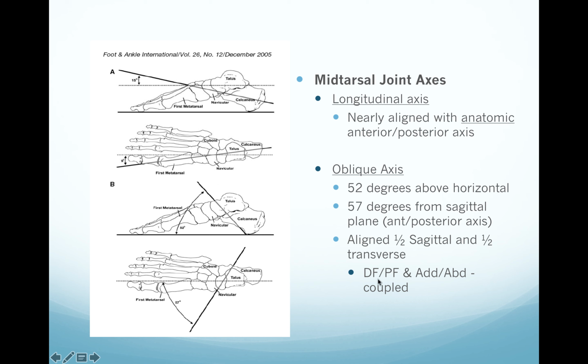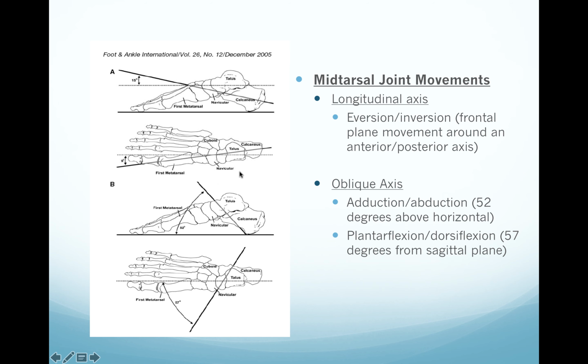So another way of saying this is that dorsiflexion and plantar flexion and adduction and abduction around the midtarsal joint are coupled. Just to reiterate, so here's the longitudinal axis, which is nearly aligned with an anterior-posterior axis, and so we'll have motion of the distal bones to the midtarsal joint, so the midfoot and forefoot, which we'll just call the forefoot right now, will move in eversion and inversion around this axis. And then for the oblique axis, motion can occur that's coupled between adduction and plantar flexion or dorsiflexion and abduction.